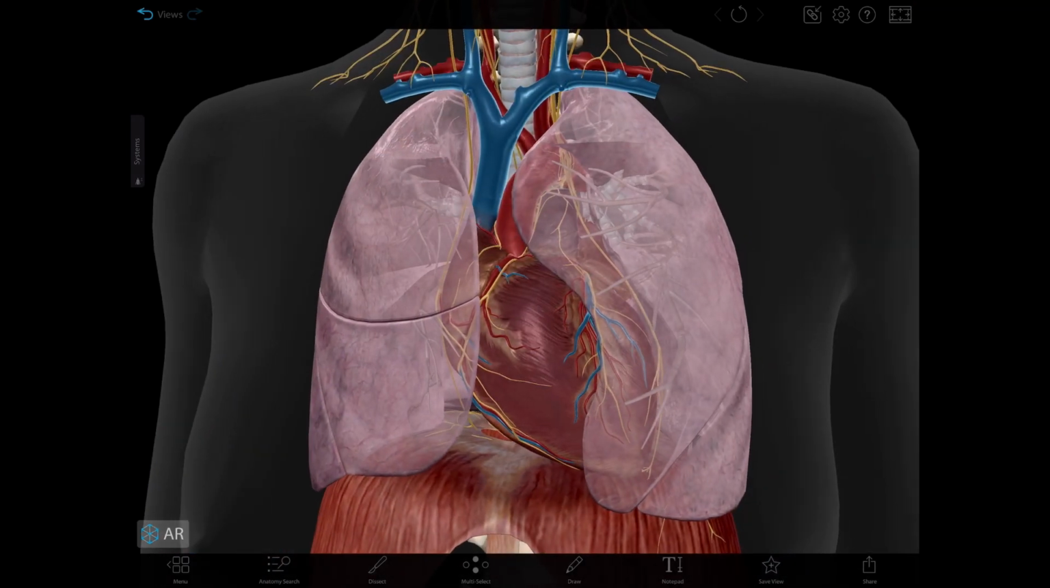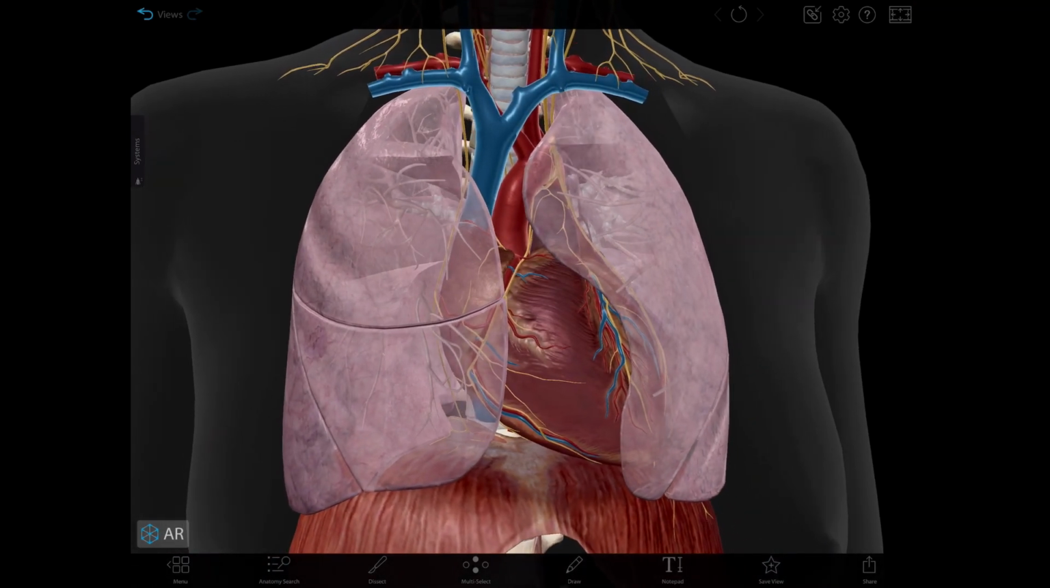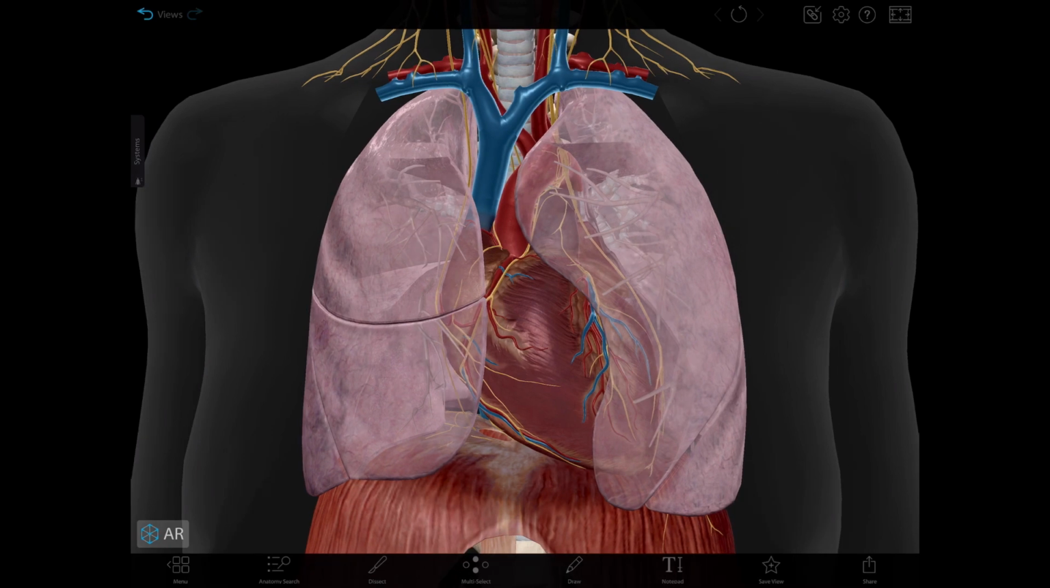The main difference between the right and left sides regarding the arrangement of the structures in the root of the lung is that in the right lung, the pulmonary artery will lie anterior to the principal bronchus, and in the left lung, the pulmonary artery will lie superior to the principal bronchus.